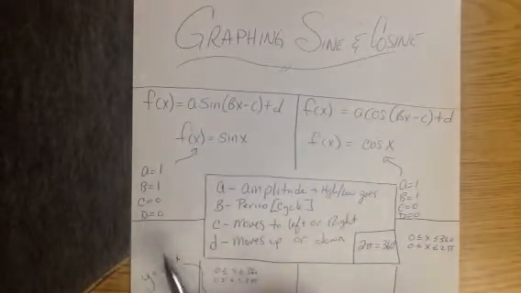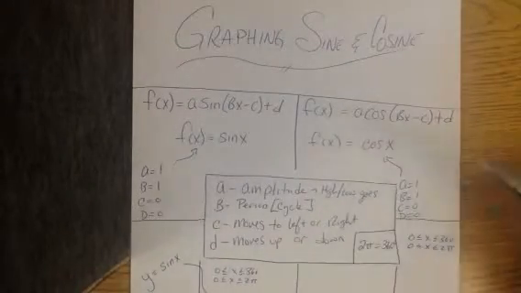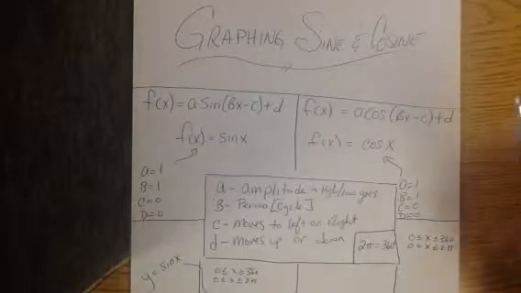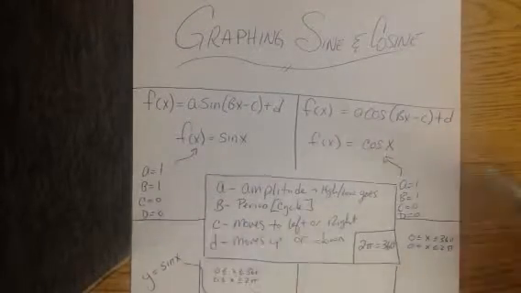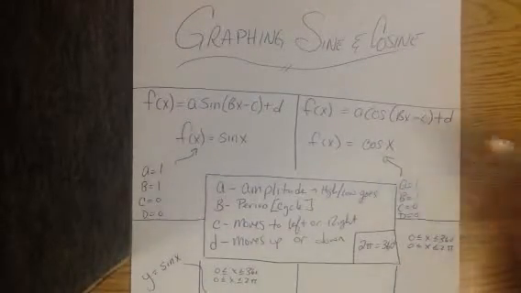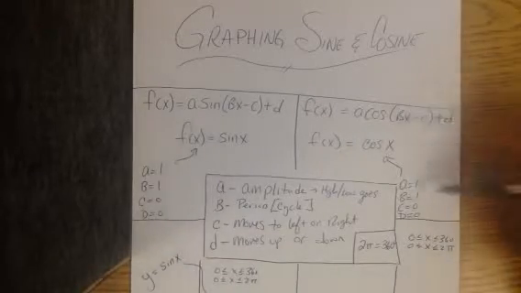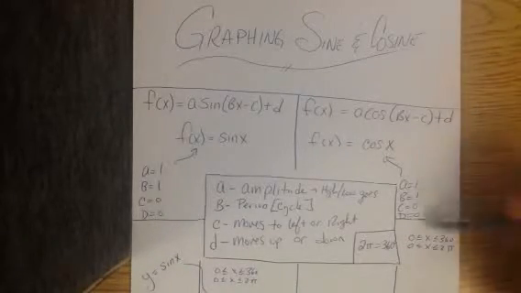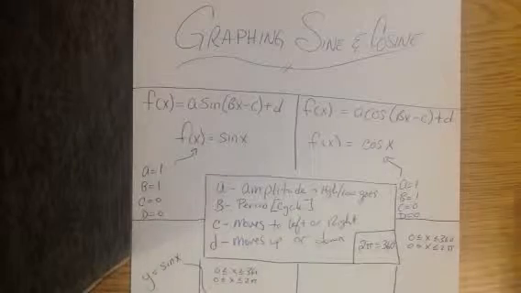The c moves it to the left or right the way your h value did, and k or d in this case moves it up or down. So these are your typical transformations that you're going to see. As you can see with the parent functions, the a and the b are both 1, the c and the d are both 0. Okay?